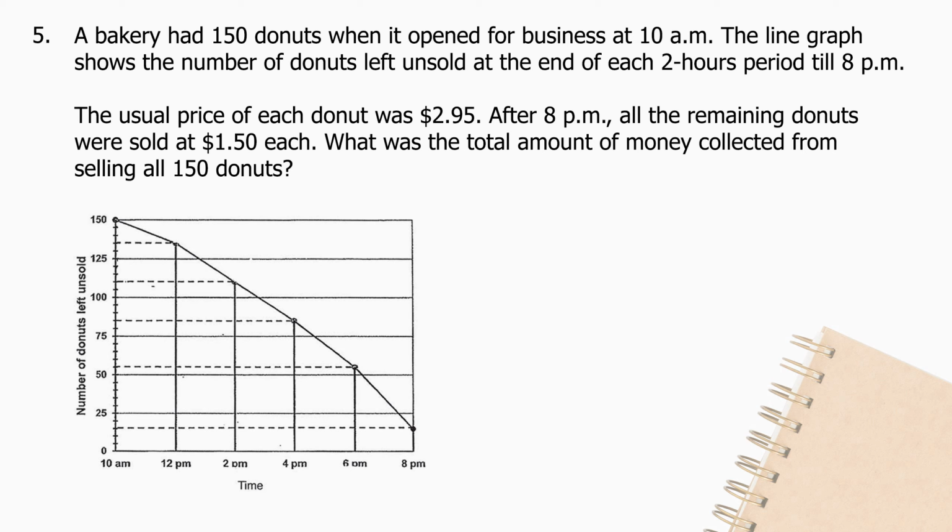Question 5. A bakery had 150 donuts when it opened for business at 10 a.m. The line graph shows the number of donuts left unsold at the end of each 2 hour period, till 8 p.m. The usual price of each donut was $2.95. After 8 p.m., all the remaining donuts were sold at $1.50 each. What was the total amount of money collected from selling all 150 donuts?